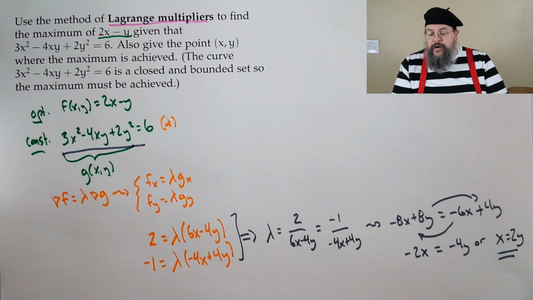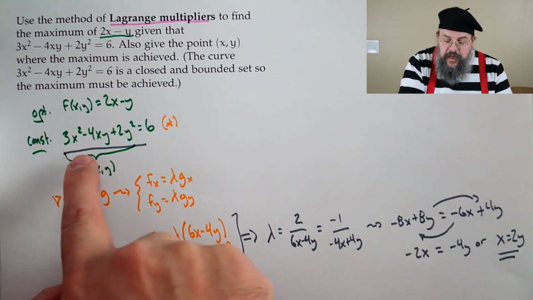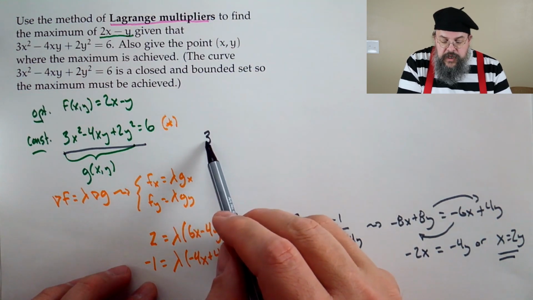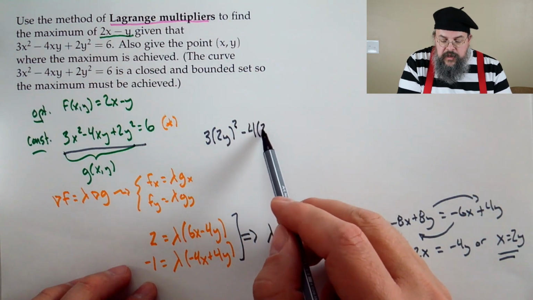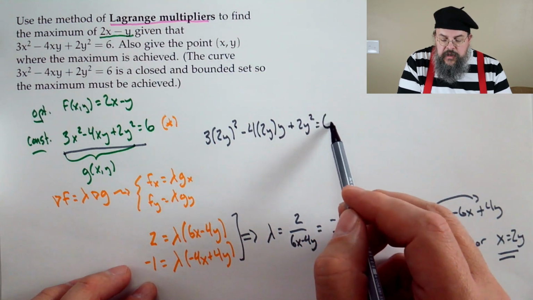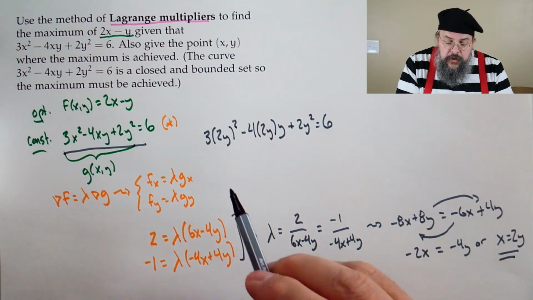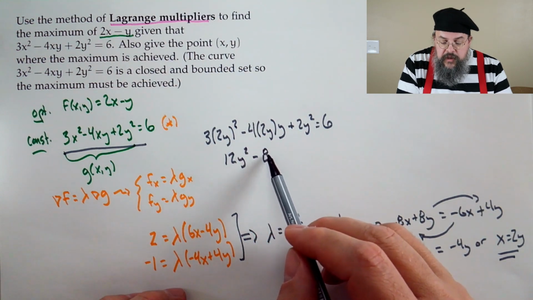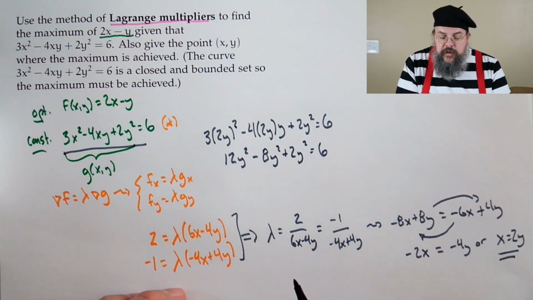Because what happens now? Well, I can come and I can replace here, everywhere I see an x, I'll put a 2y. So we'll have what? 3 times 2y squared minus 4 times 2y times y plus 2y squared equals 6. So I'm doing a substitution. All right, well, let's see. That'd be 12y squared minus 8y squared plus 2y squared equals 6.